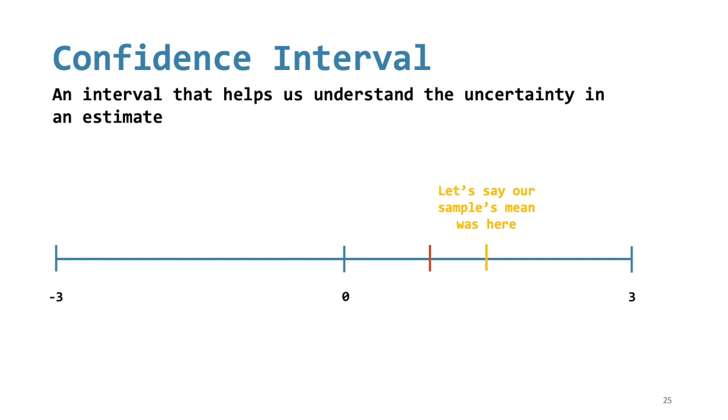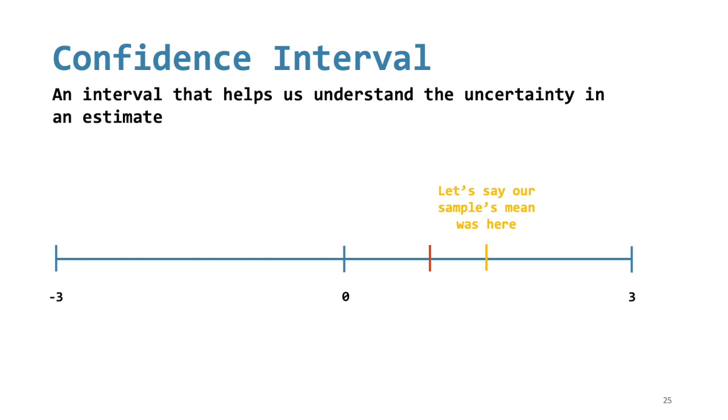So we get a sample. We go out and say, okay, let's ask everyone in our class how many hours they spend watching Netflix. And so this is our estimate right here. So that's our mean, probably somewhere around 1.5-ish.